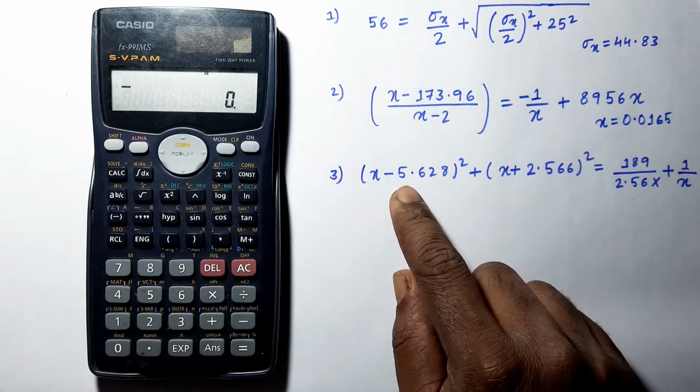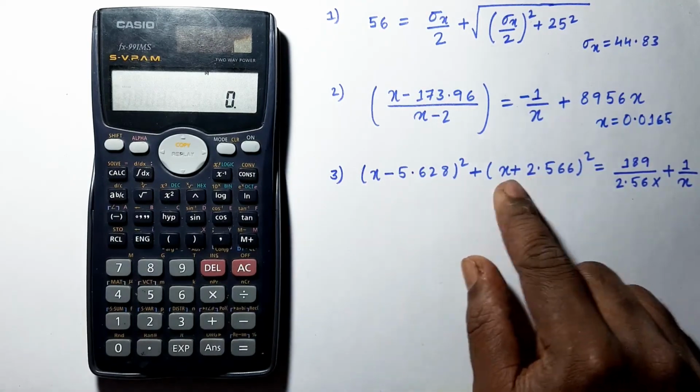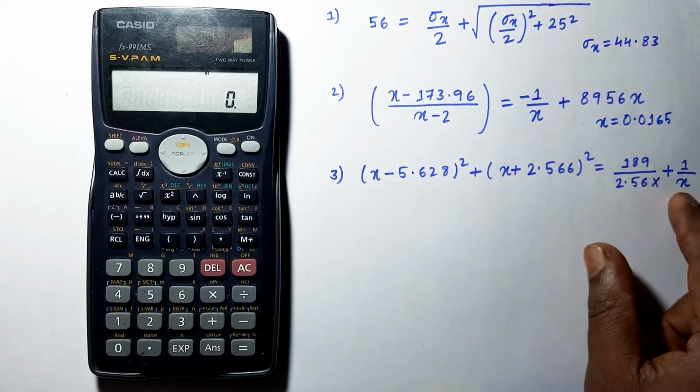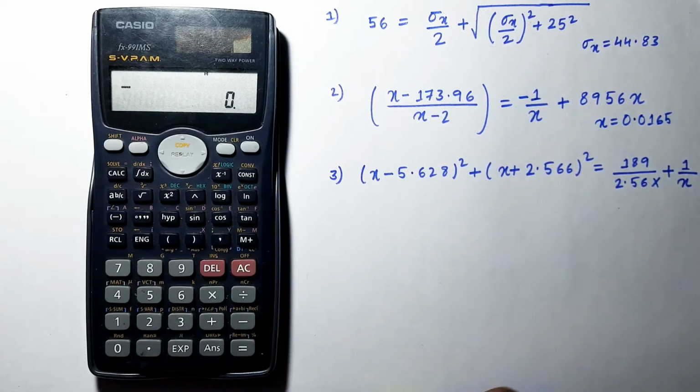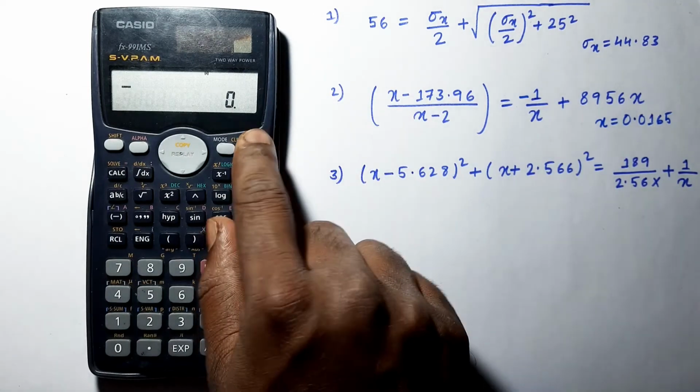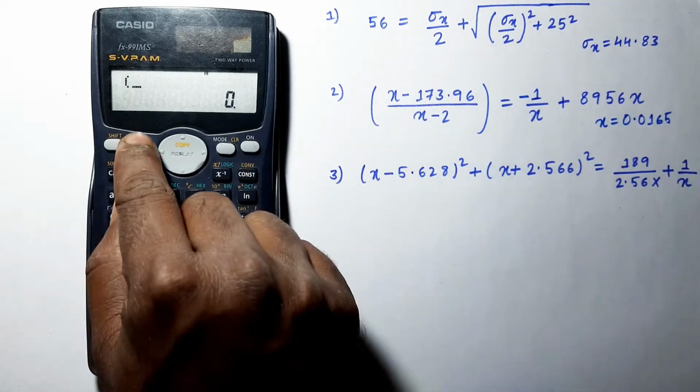Now let's solve this equation. To solve this equation, we have to square these terms first, then we have to take the LCM here, then we have to solve. That takes around 4 to 5 minutes to solve them. Now let's see how we can solve them.